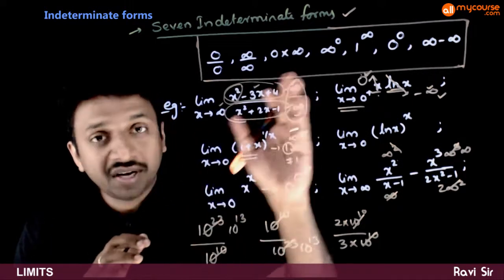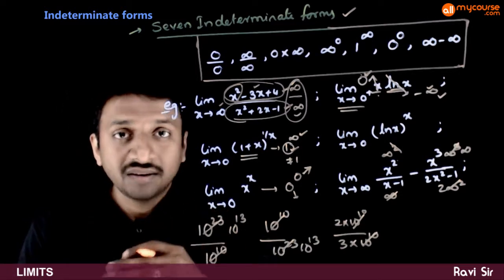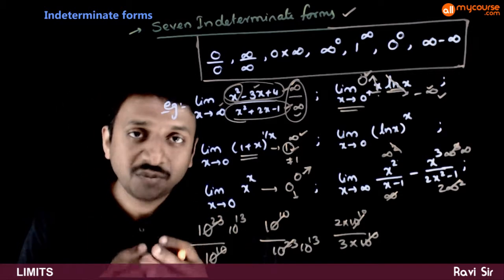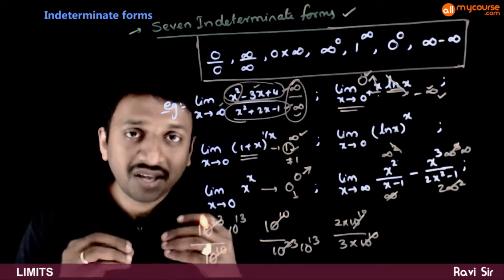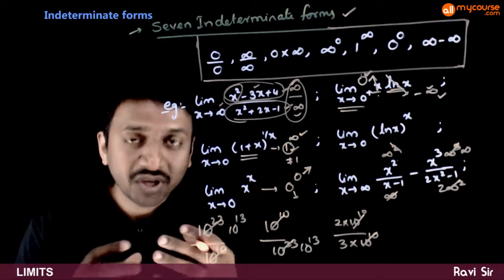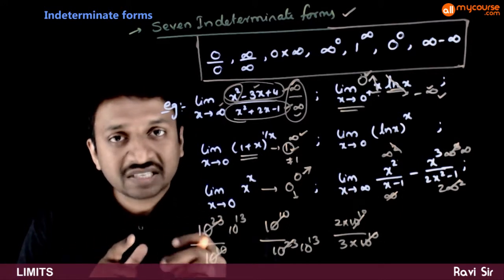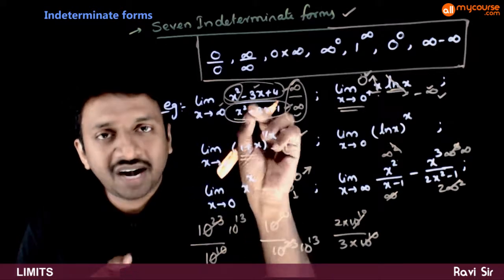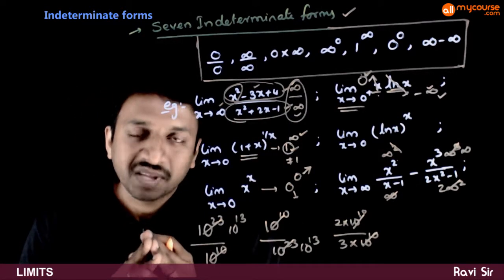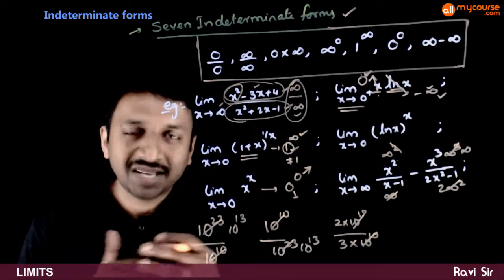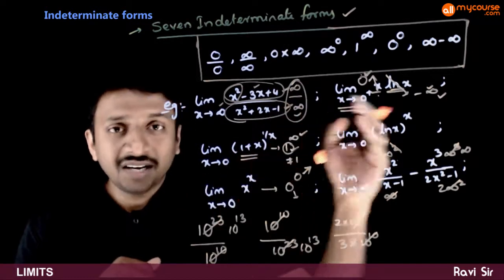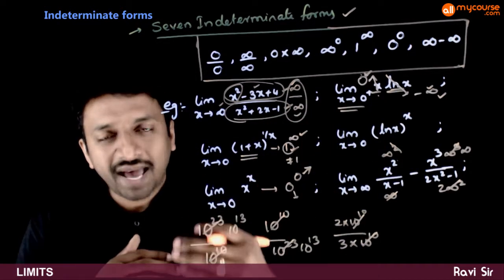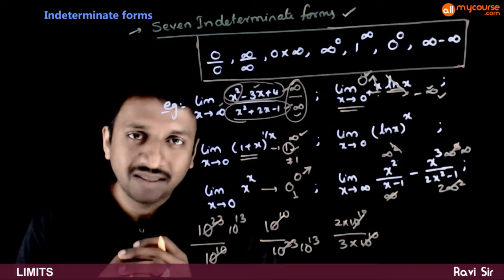Whenever there is no indeterminate form, you can directly do the substitution. Direct substitution is the first method. Whenever you are given a question on limits, the first thing that you do is put the number directly in the function. If you get a nice number, that's the answer. But if you are getting indeterminate forms, you have to analyze them using the other methods.